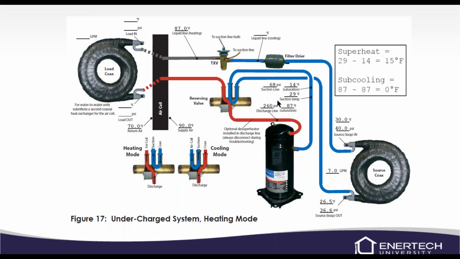For the superheat, we had a suction line pressure of 68. If we look at the pressure temperature chart, which we'll cover in just a few minutes when we go through some practice exercises together, that tells us that's 14 degrees. When we actually check that line temperature, it's 29. So 15 degrees superheat, 0 degrees subcooling. If we go by my rule of 10 and 10, our superheat would be a little bit high and our subcooling is definitely low. So that would tell us that we're undercharged.